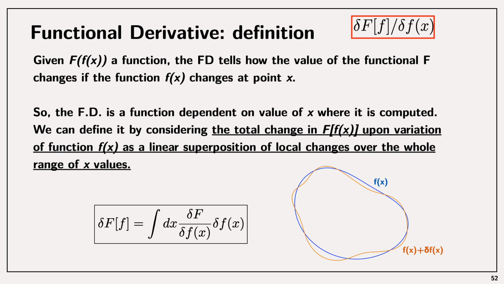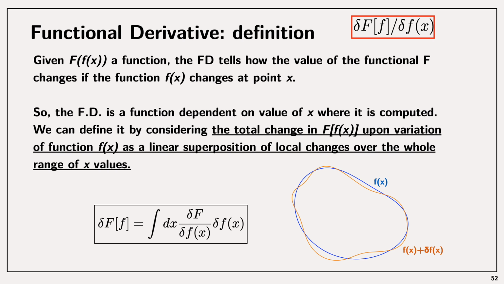All right. So the functional derivative depends on the value of x where it's computed. We can define it by considering the total change upon the variation of f of x as a linear superposition of the local changes over the whole range of x values. So this linear superposition is nothing else than a translation, in math or in English and vice versa, of the definition that is in the black box. So basically we linearly add, well, integrate really, all those variations for each point x.